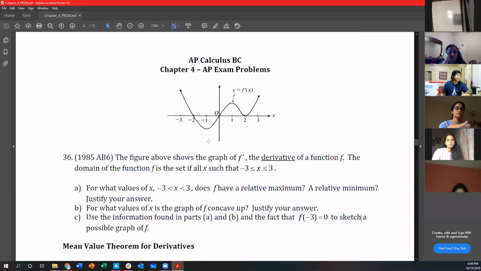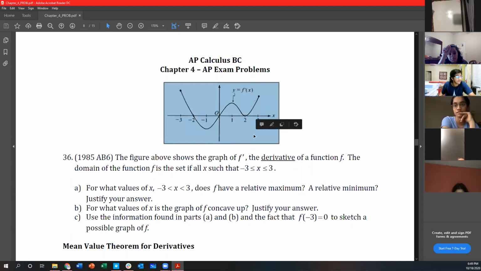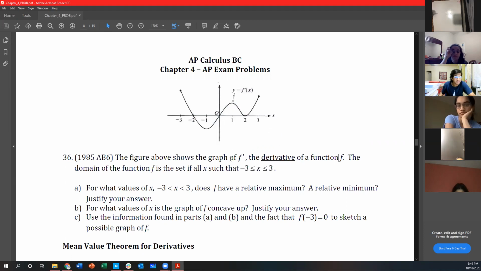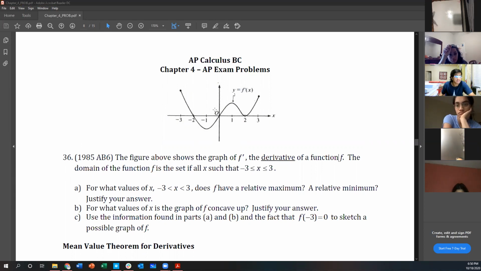Yes. Let's do this problem first. This is from the AB exam from 1985. Let's try this one. Number 36. Okay. So the figure above shows the graph of f prime, the derivative of f, okay? So that's important to remember. This is the derivative. This is not f, okay?